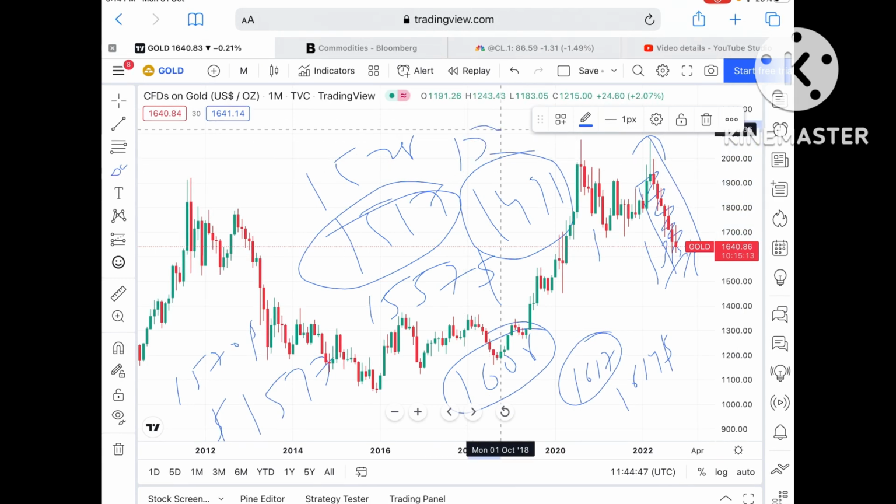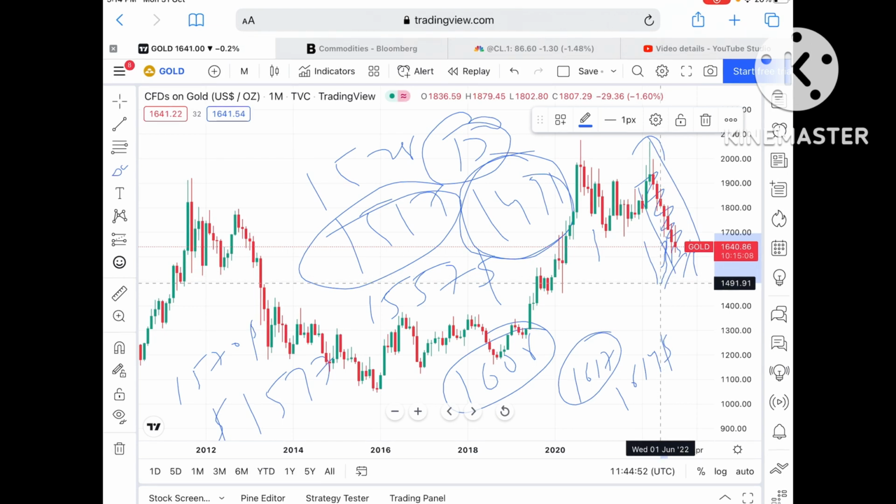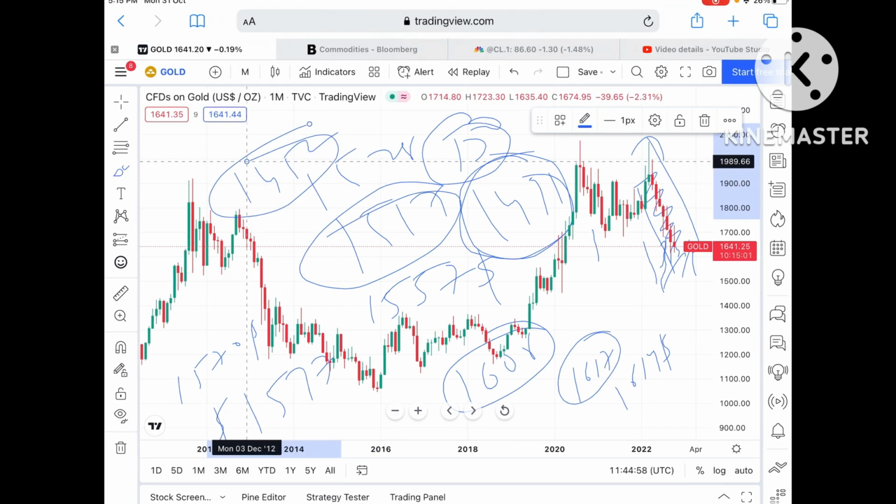If the price falls below a level of 1500, then chances of going further low will be on the much higher side. Then a probability of touching $14.91 to a level of around $14.52 will be there if the price goes below a level of $14.91.